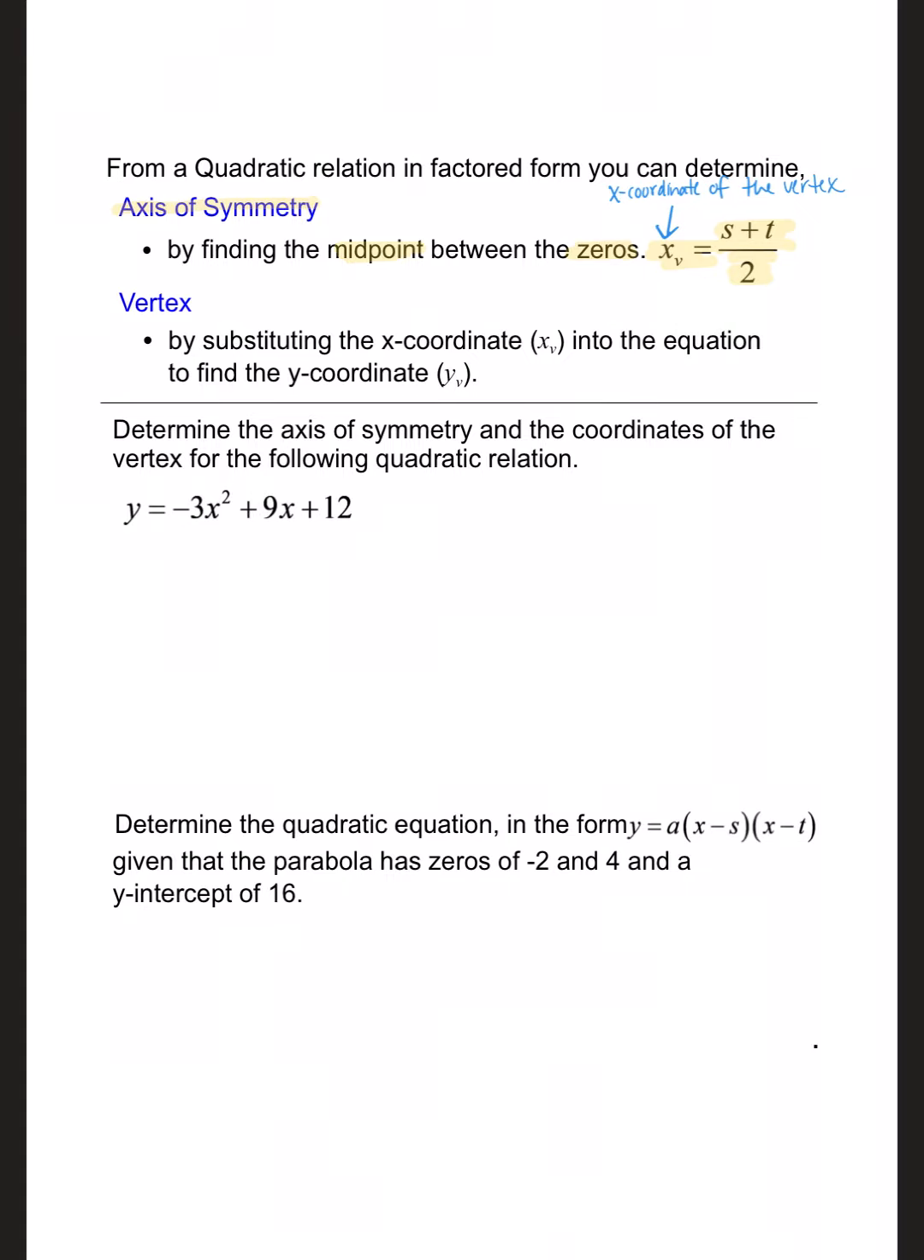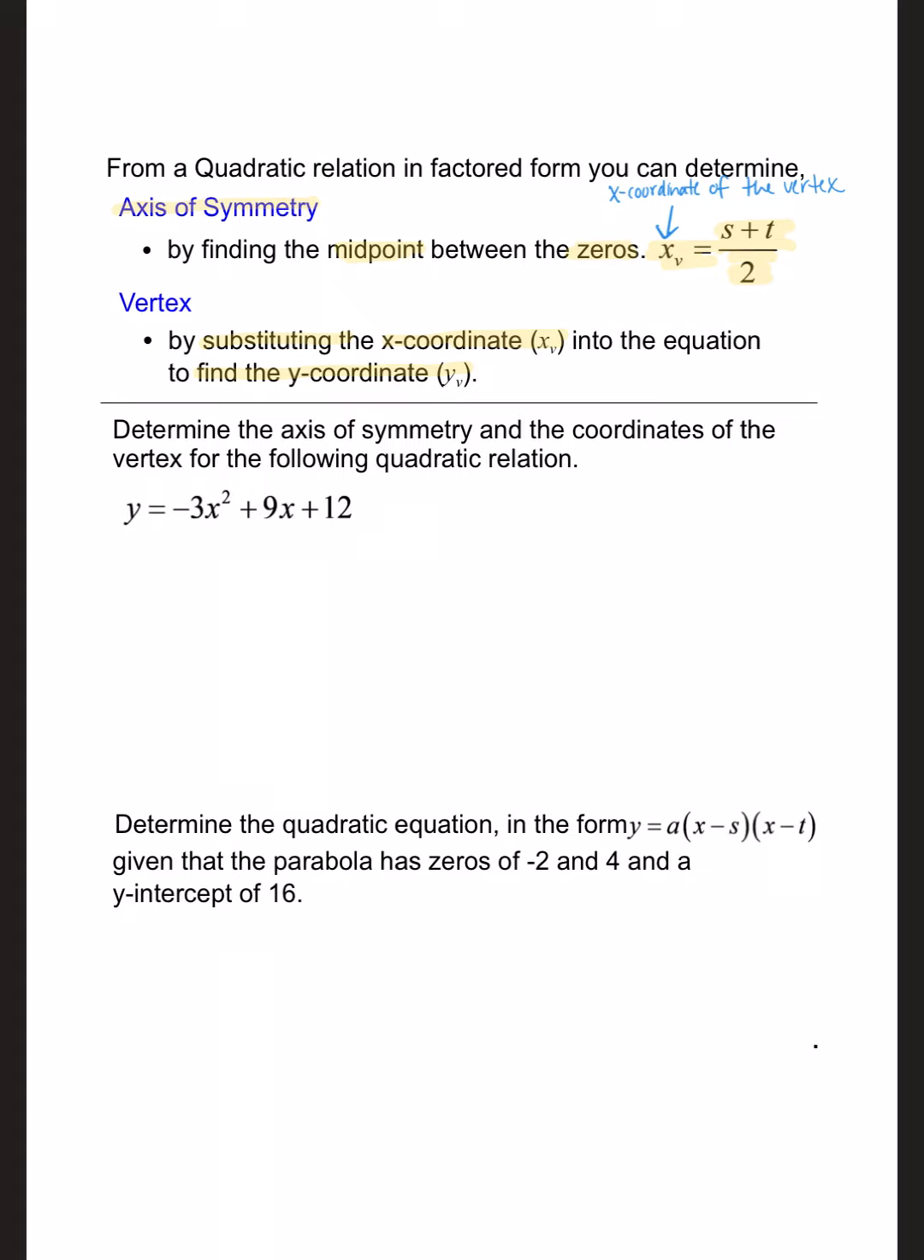So we had talked about in another note that our axis of symmetry is simply the x coordinate of our vertex. So when we're finding our axis of symmetry, we're also finding the x value of our vertex. Once we have found the x value of our vertex, we can sub it into the equation to find the y coordinate of our vertex. Because remember, every point on a graph has an x and a y value. So if we're trying to determine our vertex, we really need to find both the x and the y.